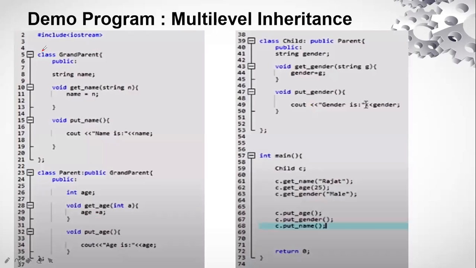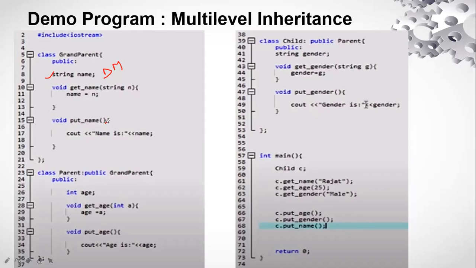We have created a class that is called the grandparent. So public, I have defined a string here, string name. This is the data member. I have defined a function out here, get_name, and passed a parameter that is string n. So name is equal to n, and curly braces close, right?